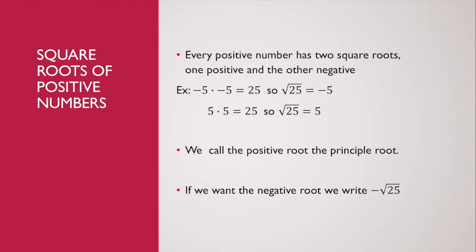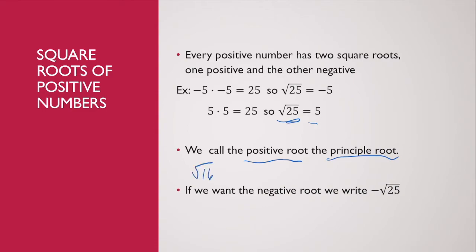Now, every positive number has 2 square roots. For example, negative 5 times negative 5 is 25, so the square root of 25 could be negative 5. And 5 times 5 is 25, so the square root of 25 could be a positive 5. We call the positive root the principal root.